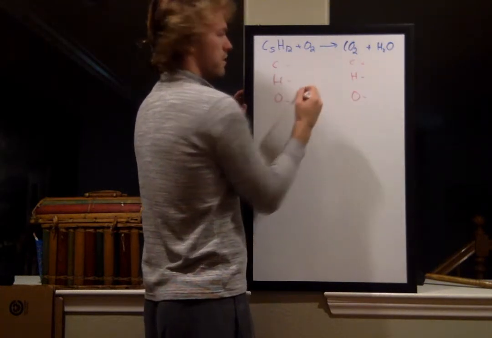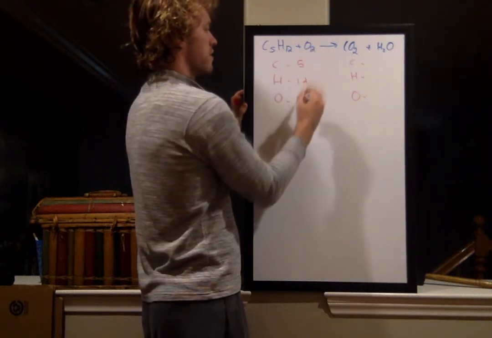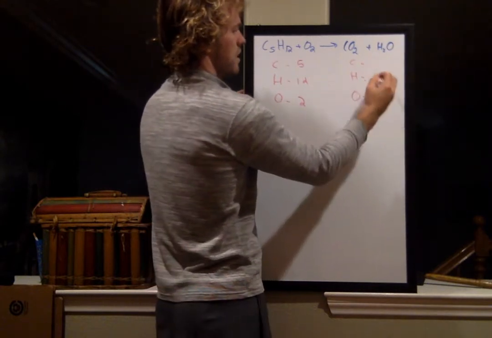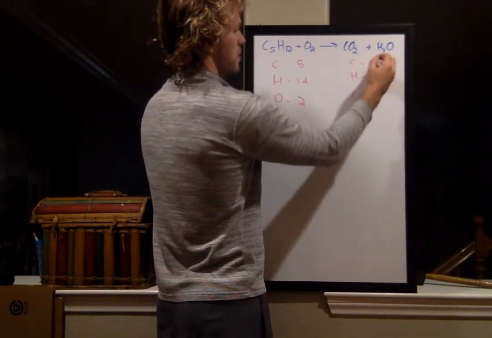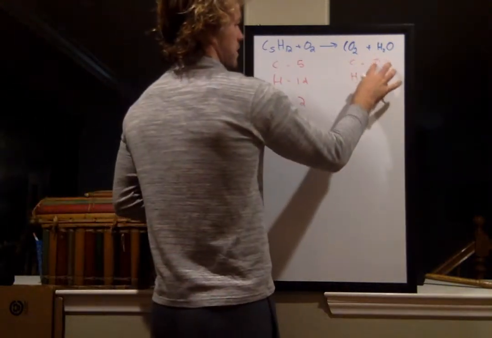On the left we have carbon, which is 5, hydrogen, which is 12, and oxygen, which is 2. On the right we have oxygen as 3, hydrogen as 2, and carbon as 1. Not as C, carbon will be 1.